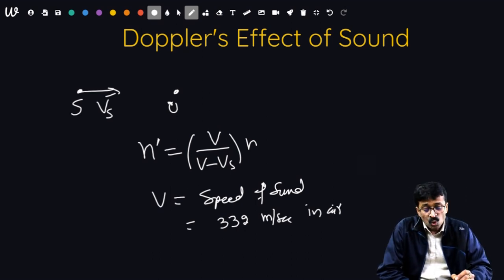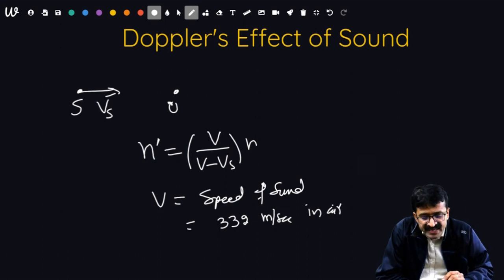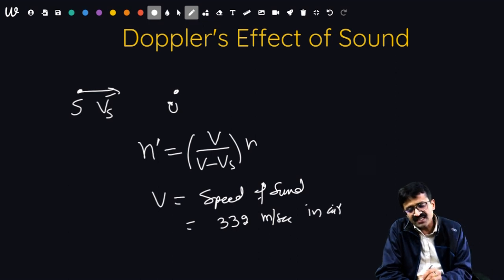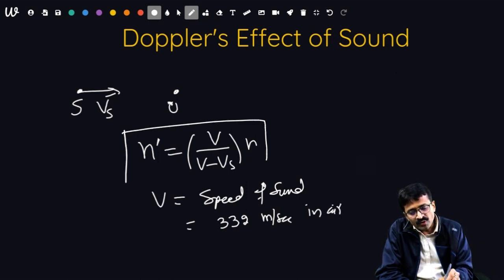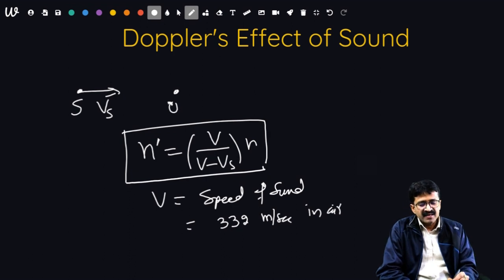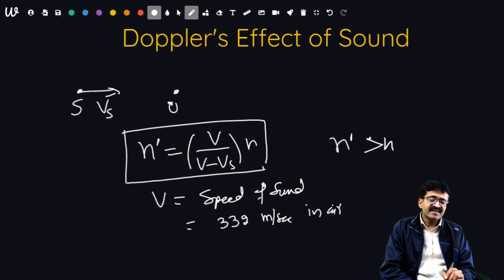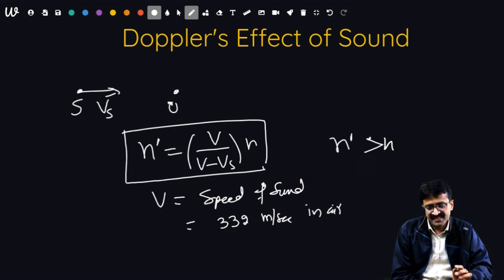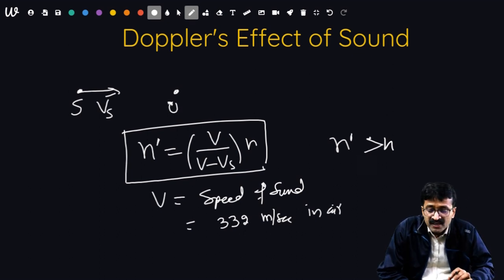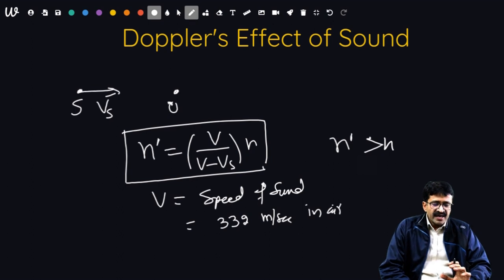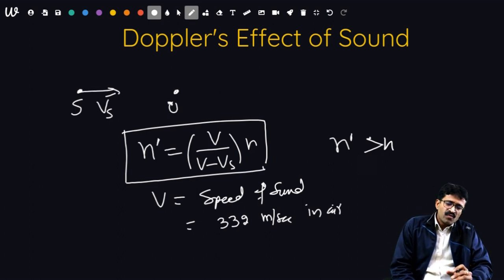Sound source is moving towards the observer, that's why Vs is taken negative in the denominator. The resultant is found to be N dash, which is greater than N as the denominator is less. It's very simple. N dash is greater than N, which means the frequency is increasing. This is about when the source is moving toward the observer. It is often observed when a car is moving towards a stationary observer, towards a stationary person.